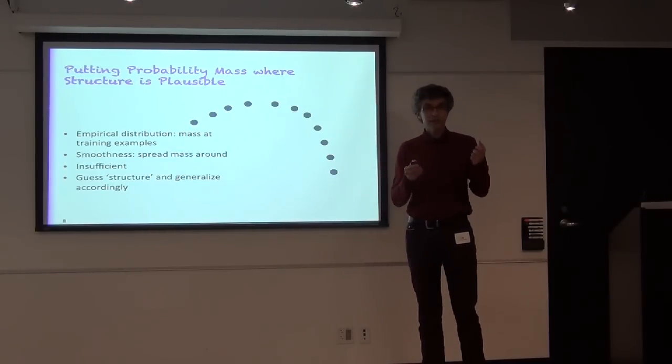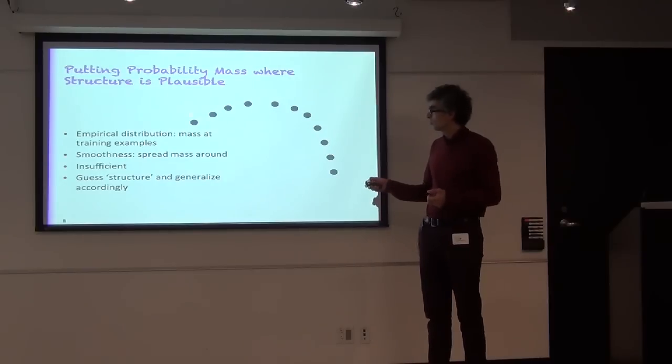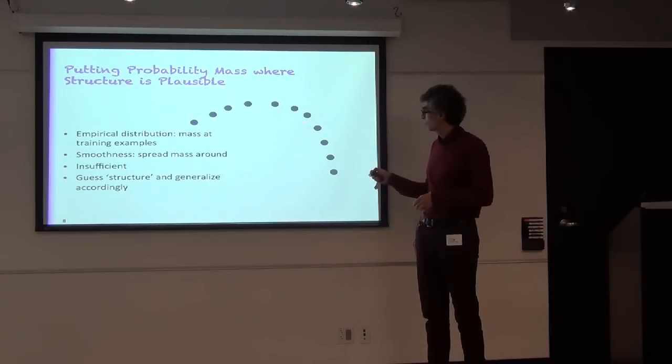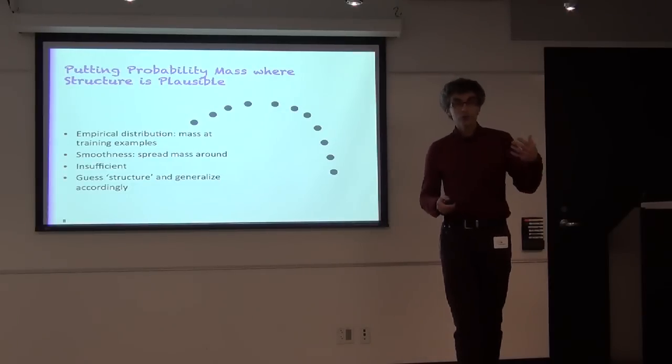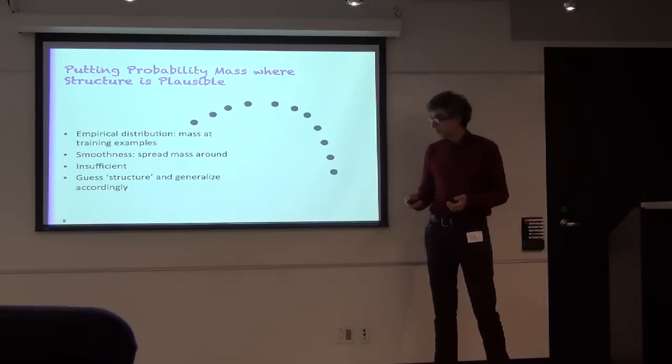The question is, how do we take this probability mass and give a little bit of that to other places? In particular, we'd like to put mass in between. If there really was a manifold that has some structure and we could discover that structure, it would be great.